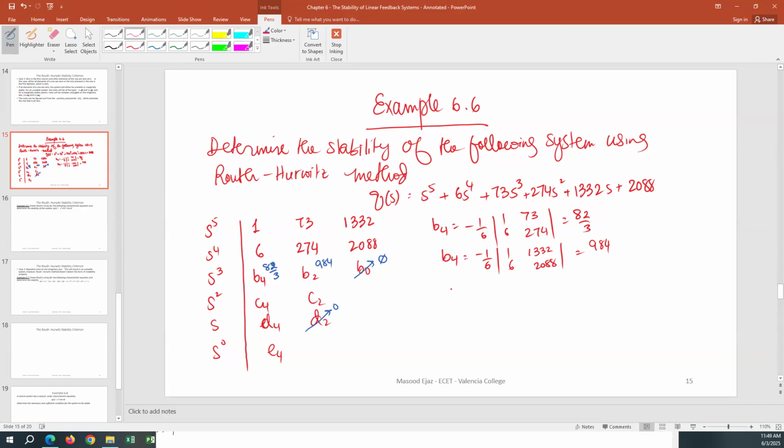Now my C4 is negative 1 over 82 by 3, so negative 3 over 82, determinant of 6, 82 by 3, and 274 and 984. Let's see, I'm getting 58.